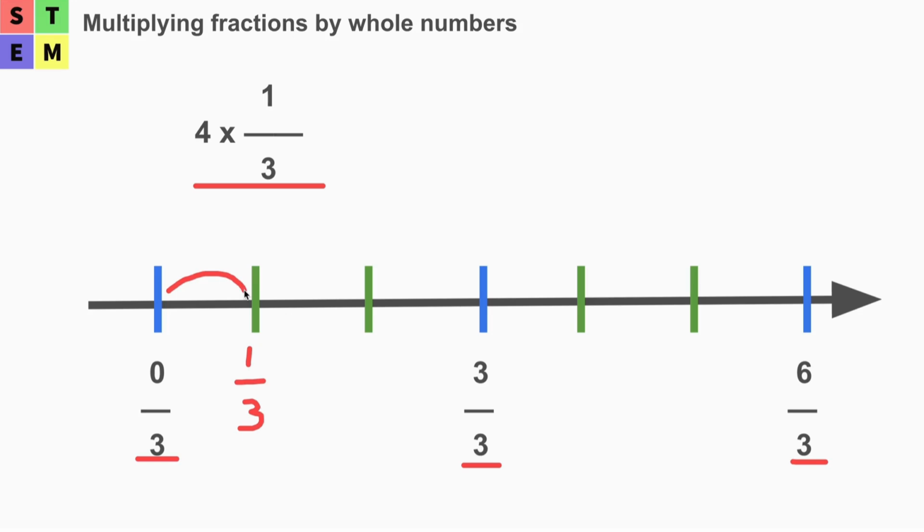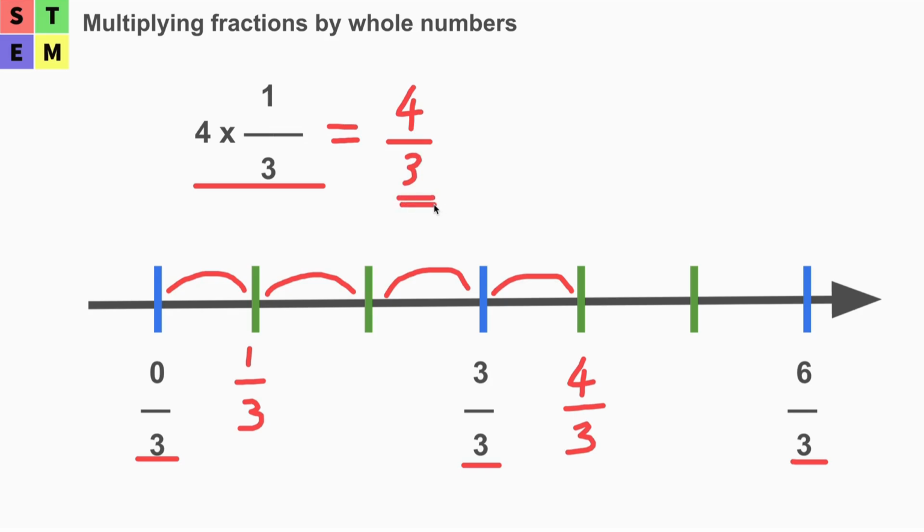1 times 1 over 3 is 1 over 3. 2 times 1 over 3, we got 2 over 3. 3 times 1 over 3, and 4 times 1 over 3, okay? So that means 3 over 3, and we got an additional 1 over 3, which is 4 times 1 over 3 here. And in this case, it equals what? 4 over 3.